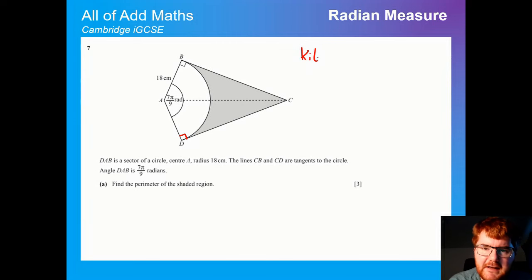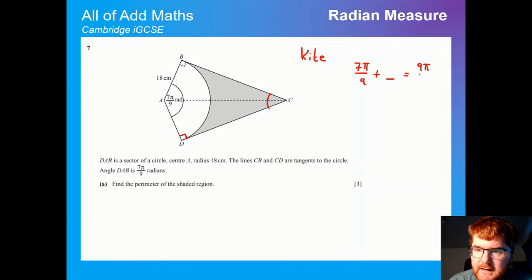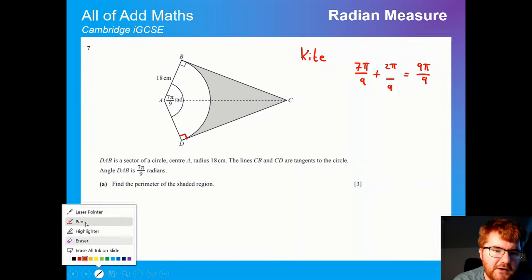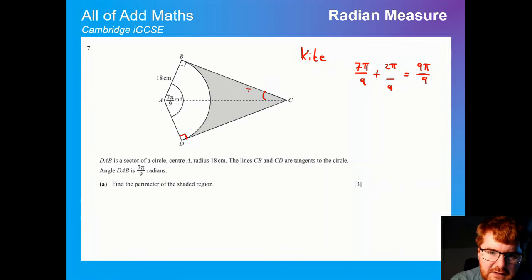Notice we actually got a kite here. And one of the special things about a kite is if you take this entire angle here, these two angles have to add up to 180 degrees or pi radians. So we want 7 pi over 9 plus something, and that's equal to just pi radians or 9 pi over 9 radians. That means then this angle here must equal 2 pi over 9 radians. Therefore, one of these angles, which is what we're going to focus on here, is equal to just pi over 9 radians. That's really important as we go through this question. So I'm going to put that in.